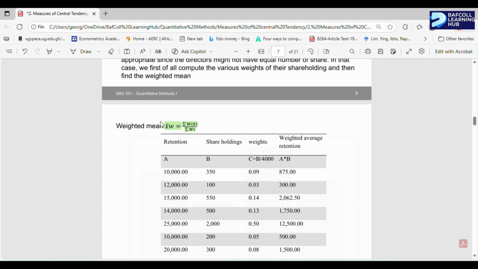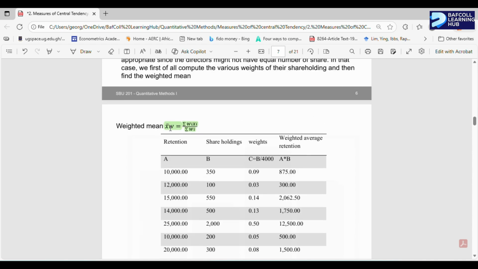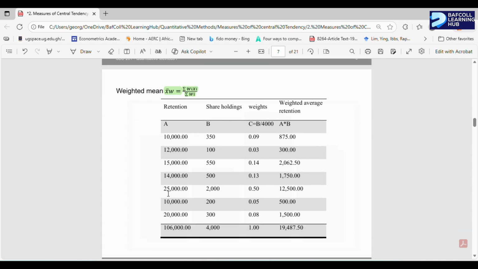All right. So over here we have the weighted mean function. We have the weighted mean function, and we have it over here. So I'll use Excel to explain what is happening over here.